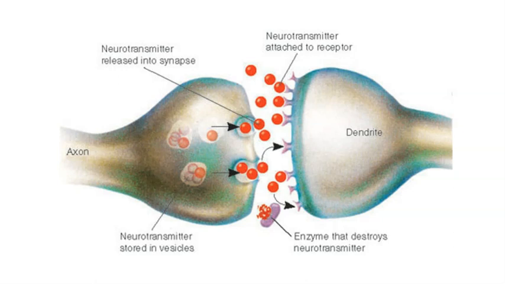Additionally, there are also enzymes that are present in that small fluid-filled space that function to destroy the neurotransmitter, which will very quickly end the signaling once the neurotransmitter stops being released from the axon that is releasing it.